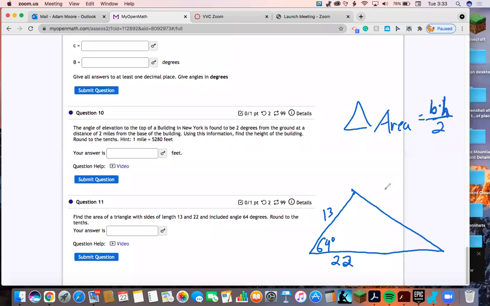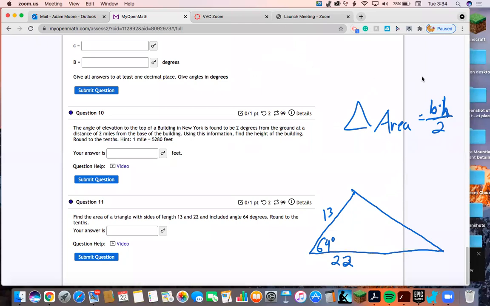That's what I intend to do. We'll figure out how far across the base of this thing is, which we know because they told us 22. And then how tall is the height of it? We don't know that. But if I can figure that out, then I'll just do the base times the height, and then I'll take half of it. And so let's see here.